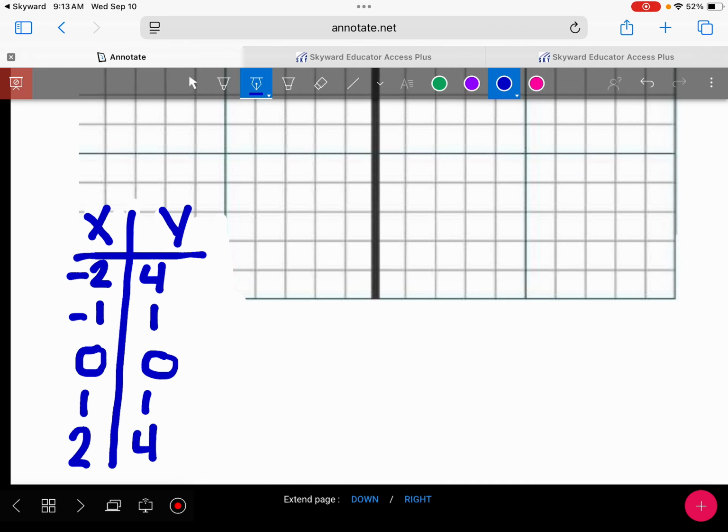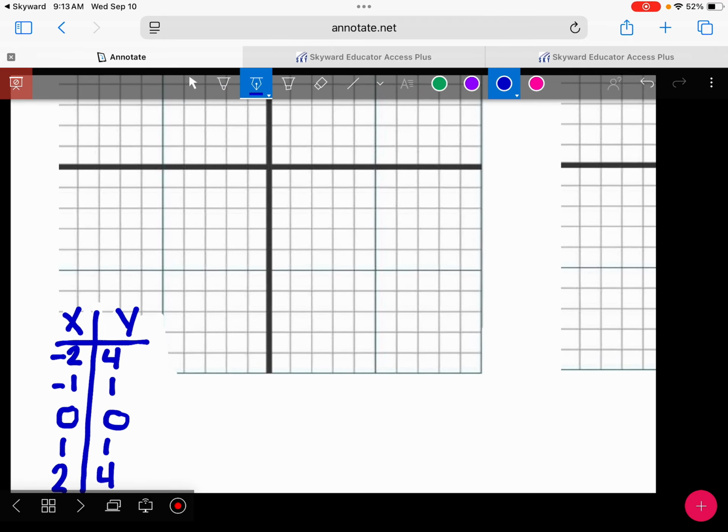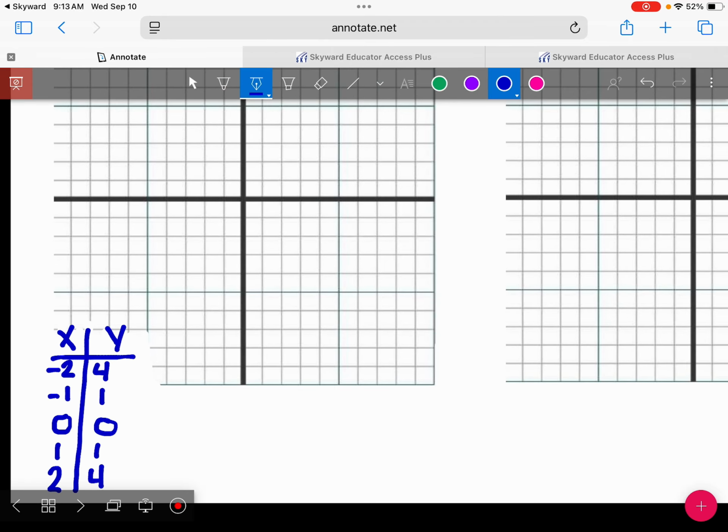So with our parent functions, we don't have anything else going on. We can just think through those values. I know whatever my x is, if I square it, that's my y. So if we were to plot these points, we'd have our negative 2, positive 4. 1, 2, 3, 4. Get a point right here.